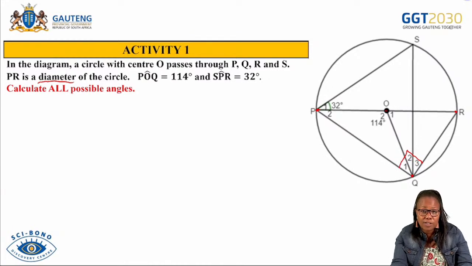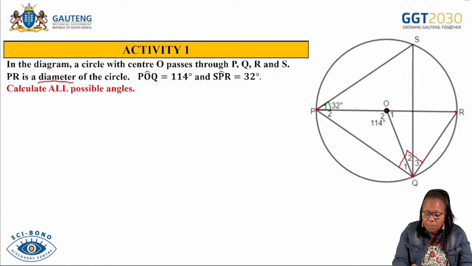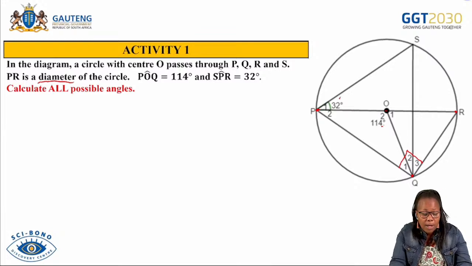So that is the first theorem, grade 12, that we have identified, that we have angle subtended by a diameter there. And then we are given POQ is 114. POQ, yes, it is indicated, is that angle there. And then SPR. SPR is 32, yes, it is indicated on the diagram. And then calculate all possible angles.